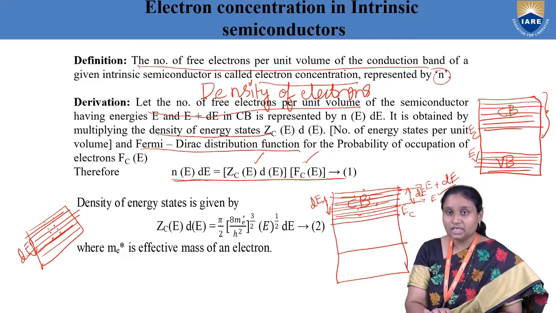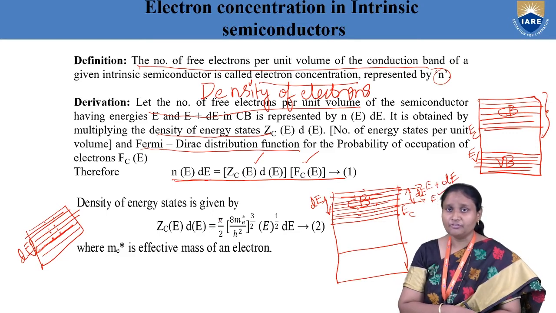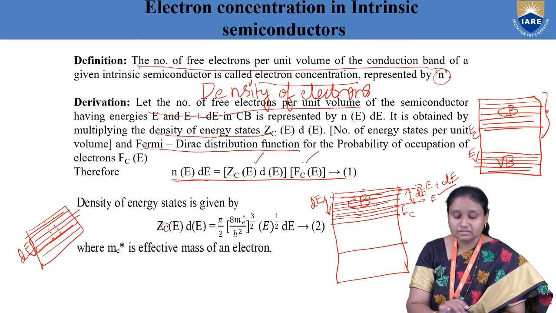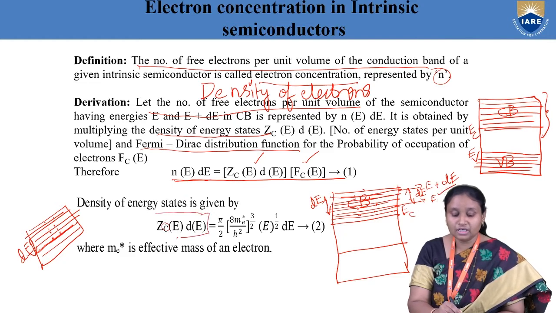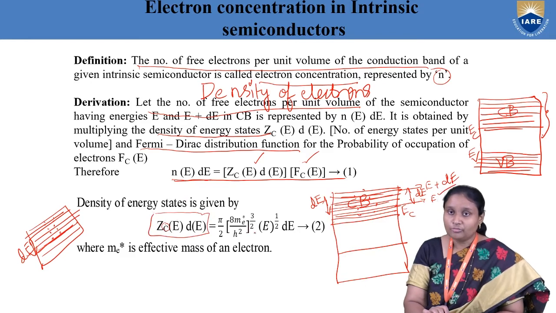Now we are going to get the expression for density of energy states as well as the Fermi-Dirac distribution function, and we are going to substitute. First, I am trying to get the expression for density of energy states. Now the density of energy states in the conduction band is given as, and we cannot separate this Z of E dE. This is the entire notation. Total, it denotes density of energy states. And what is the formula given? We are taking this formula as it is.